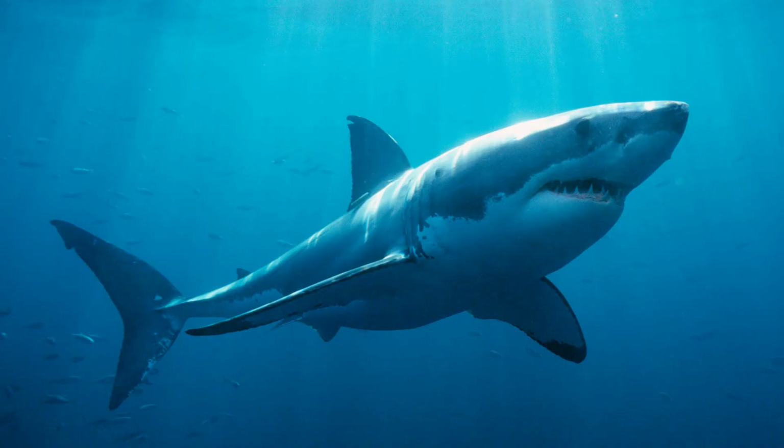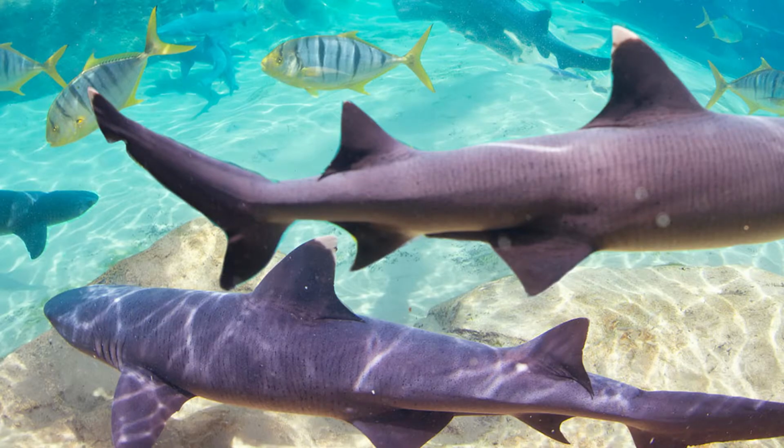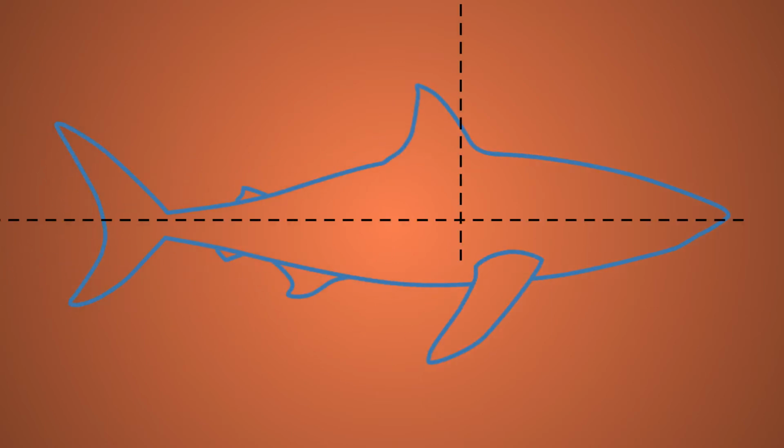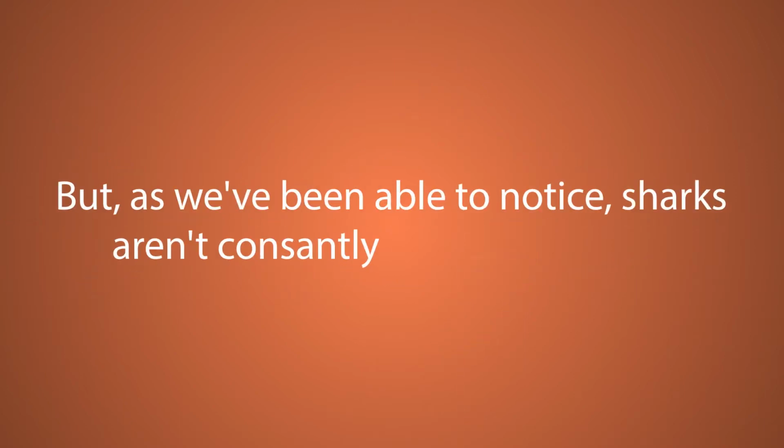You might have noticed that sharks have weird tails, like this one, or maybe even this one. You can see that the upper fin is larger than the lower one. So basically, if they wave that thing, they would be pushed down because they would exert more force above their center of mass. But as we've been able to notice, sharks aren't constantly swimming down.